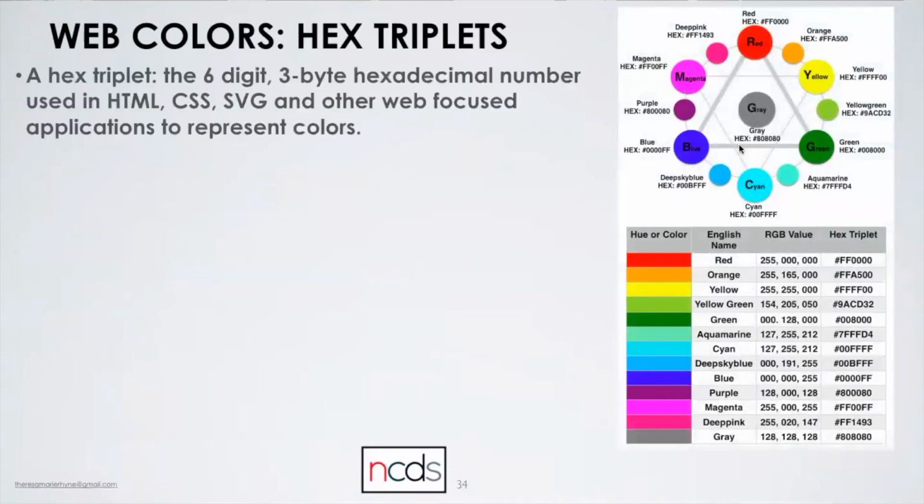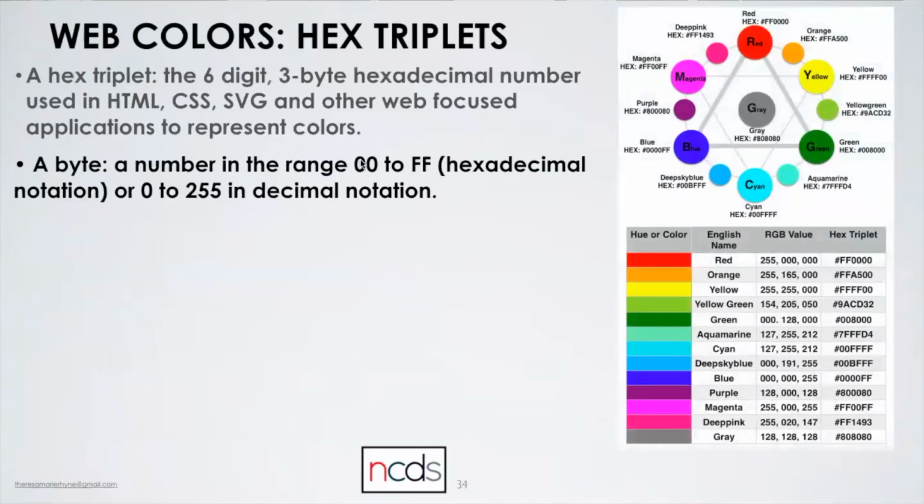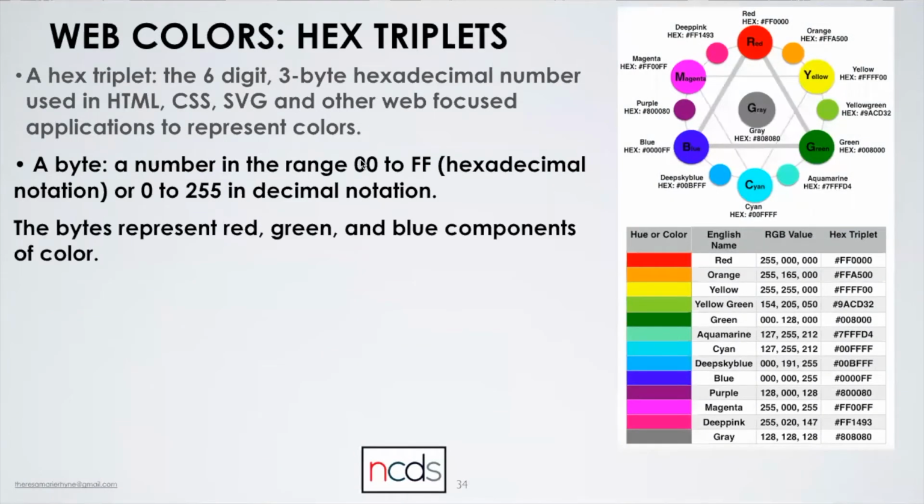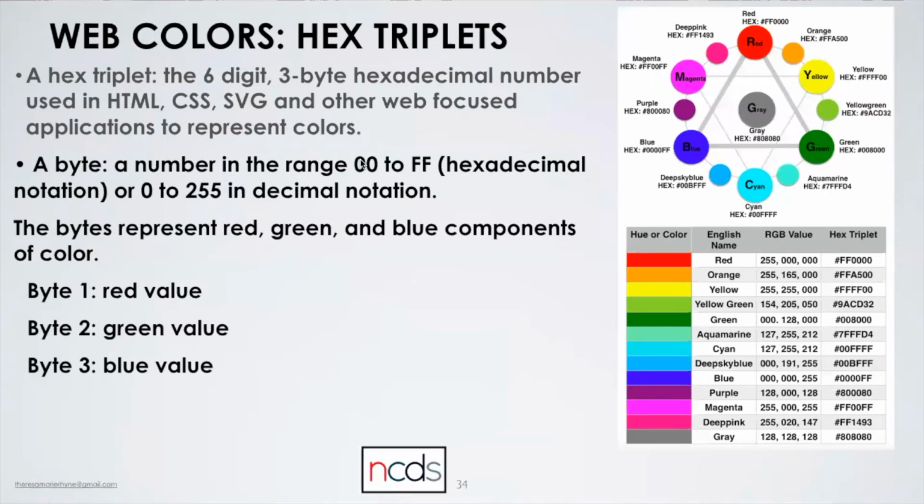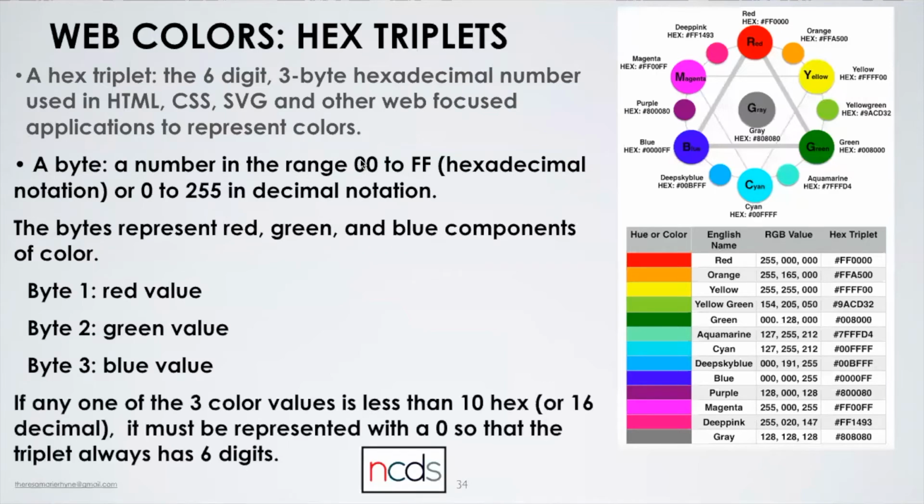So for web colors, again, they're doing hex triplets. A byte is a number from 00 to FF, or 0 to 255 in decimal notation. Byte 1 is red, byte 2 is green, byte 3 is blue, RGB right across in here. If any one of the values is less than 10, it must be padded with a 0. So this shows you how you get your hex triplet values right across in here.